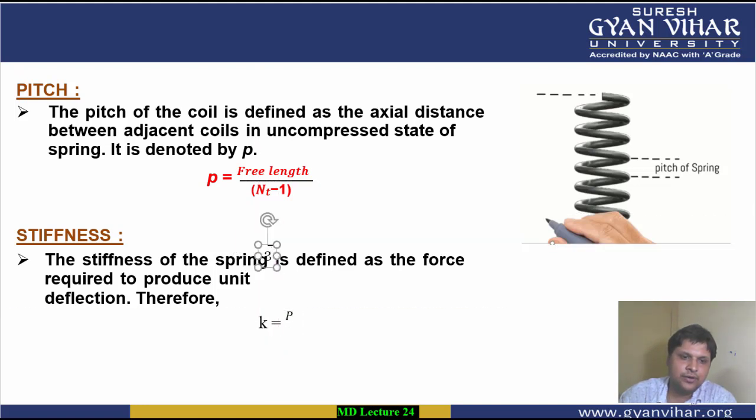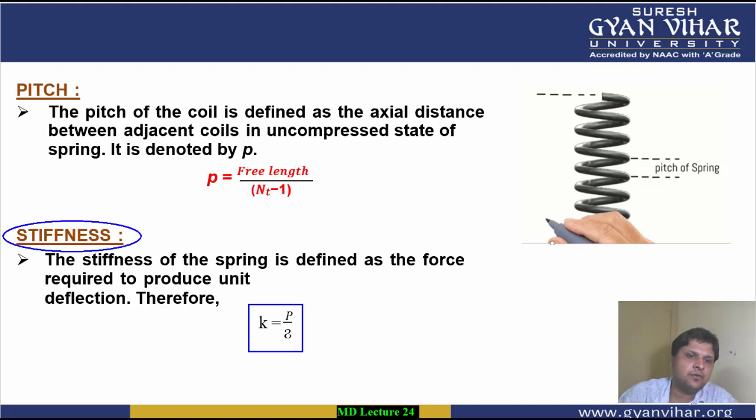Now what is unit deflection? P by delta will give you the value of the stiffness of the spring, and it is denoted by a small k. Here P denotes the force that is acting on the spring and delta is the deflection. So force per unit deflection will give you the value of the stiffness of the spring. All right, so stiffness is a very important property as far as a spring is concerned.